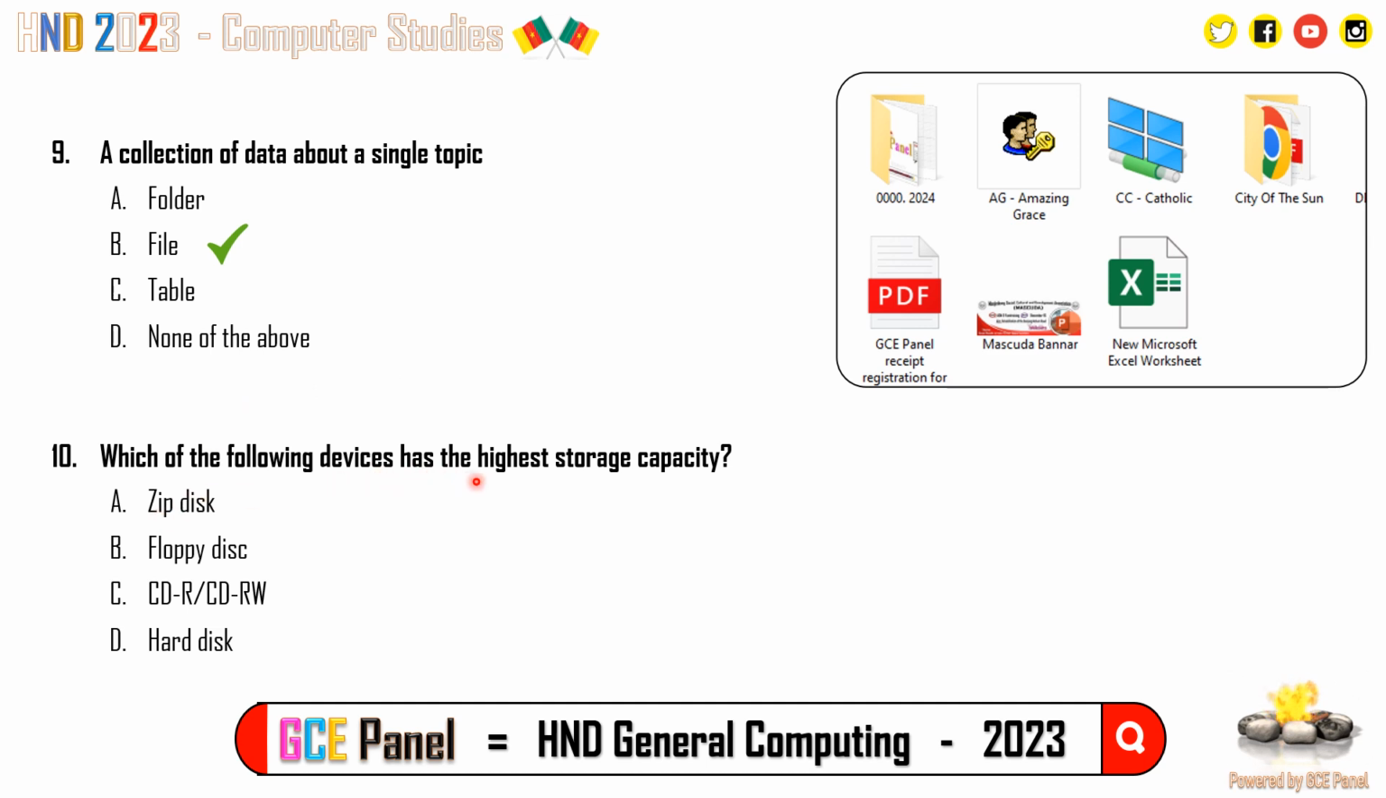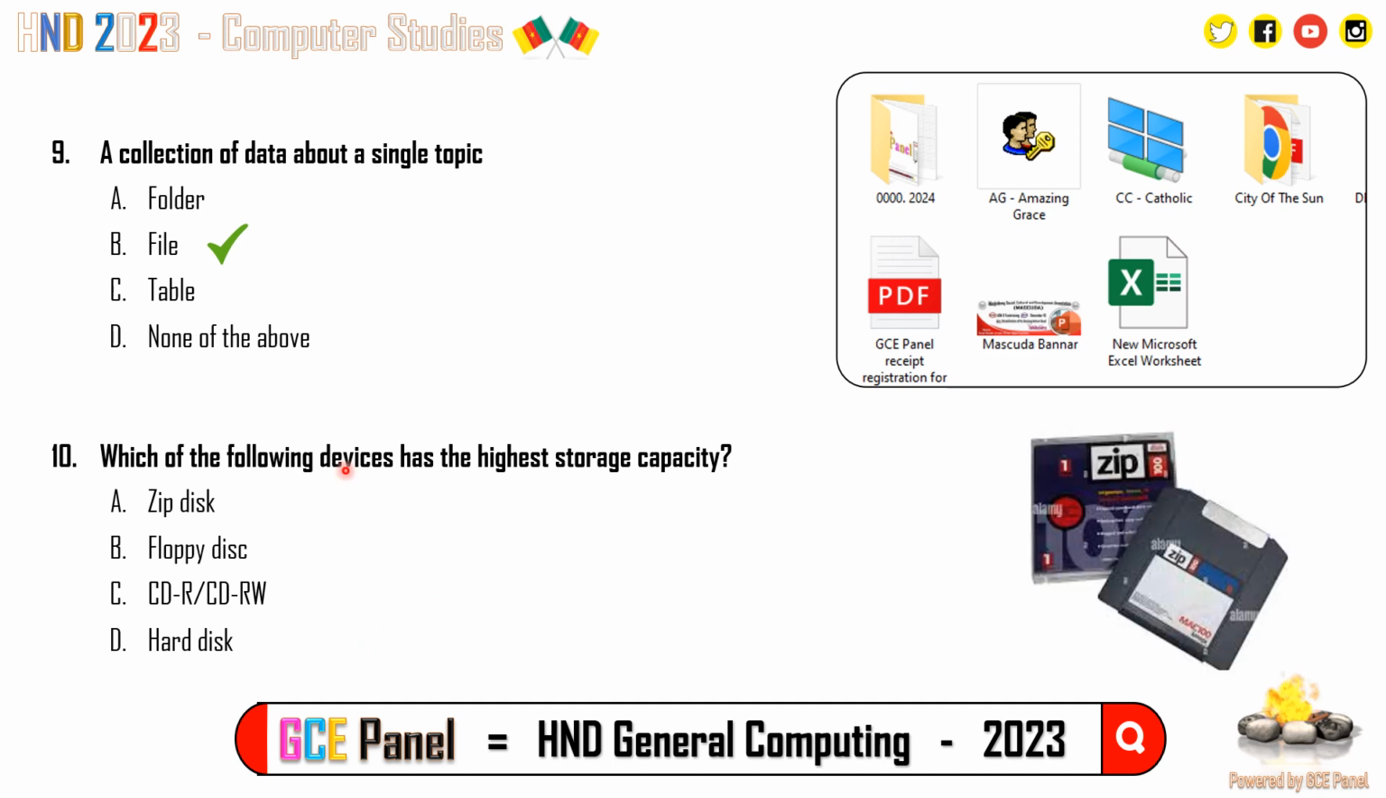Question 10. Which of the following devices has the highest storage capacity? So if you look at this, a zip disk, floppy disk, CD write, CD read write, hard disk. So which of these ones? Well, you can easily know that the answer is the last one, a hard disk, right? A hard disk drive.